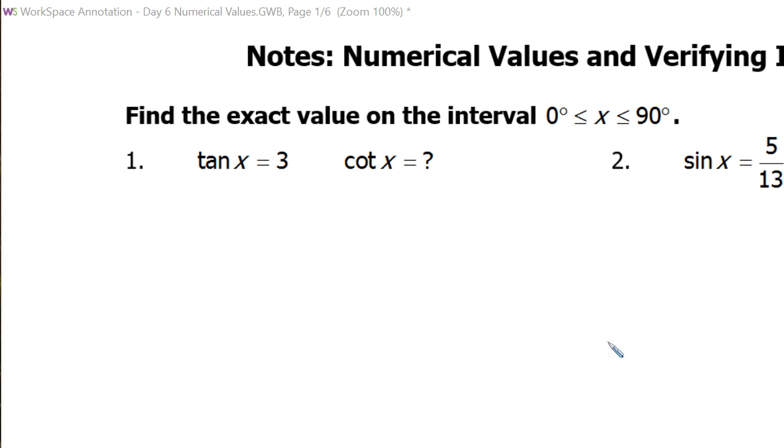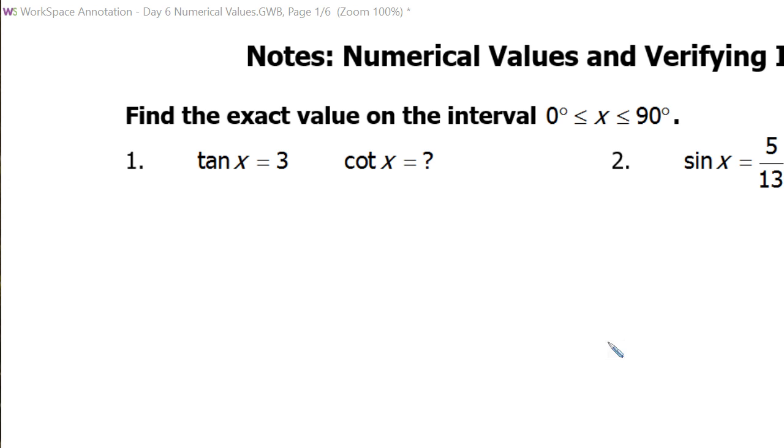Looking at problem number 1, first of all, let's look at the instructions. The instructions say to find the exact value on the interval, and they tell us that angle X is between 0 degrees and 90 degrees inclusive. So that is telling me that my angle X is in which quadrant? Yeah, it's in quadrant 1.